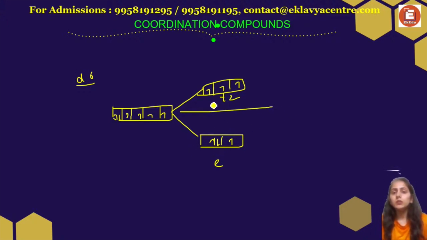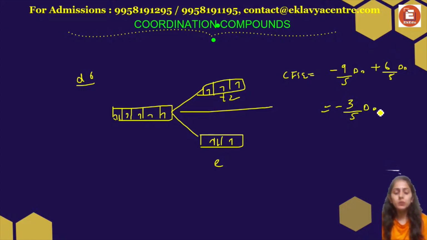Now what will be the value? It will be CFSE minus 3, 3 twos are 6, 3 threes are 9 by 5 del T plus 3 twos are 6 by 5 del T, which will be minus 3 by 5 del T. This way you can calculate the values of all the CFSE.